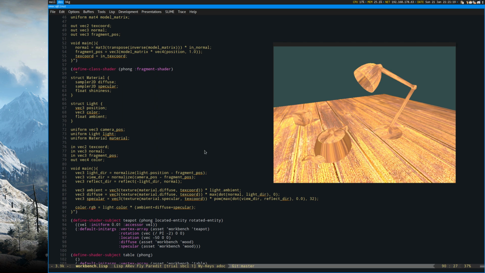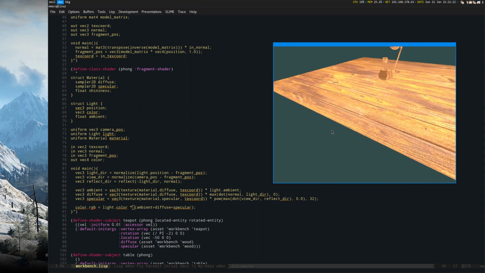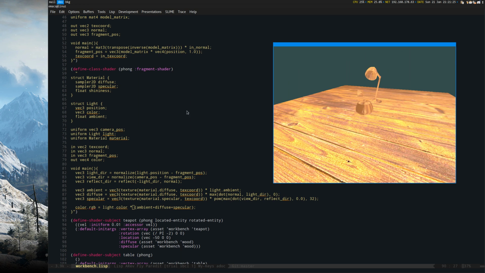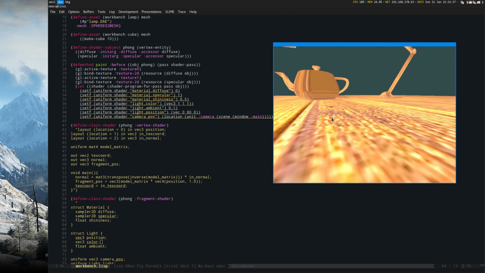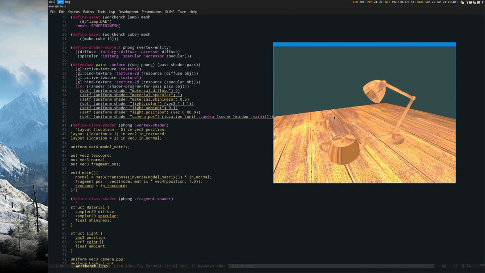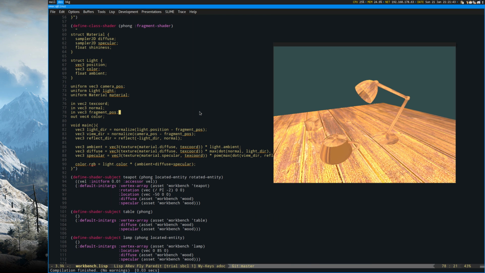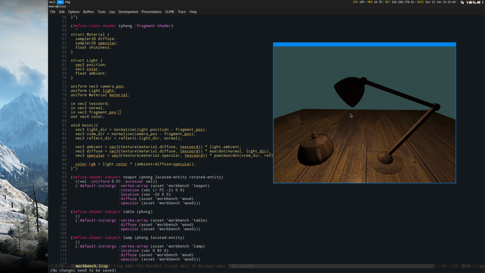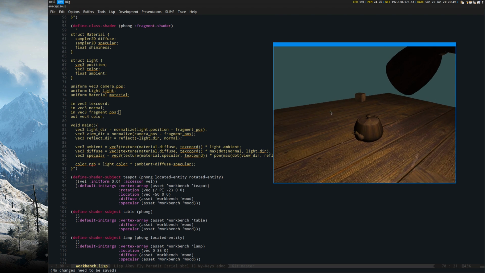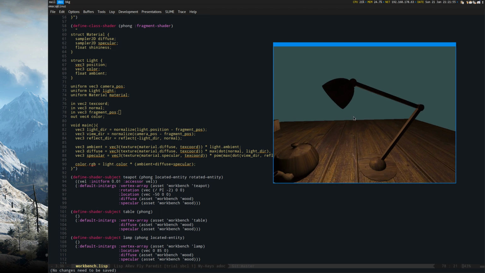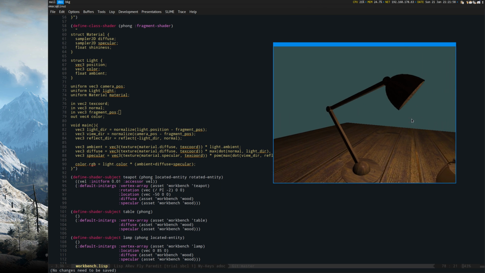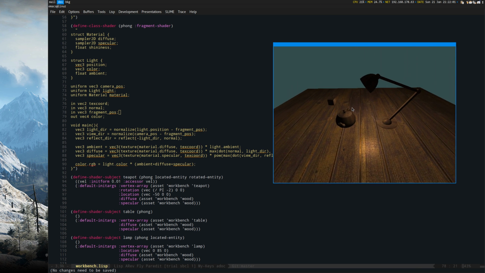But things aren't looking quite right, as you might notice. Why is that? Do I still have the ambient set to something ridiculous? No, I don't. Is this just the updating not working right? Yeah, it was. Okay, so that's looking fine.